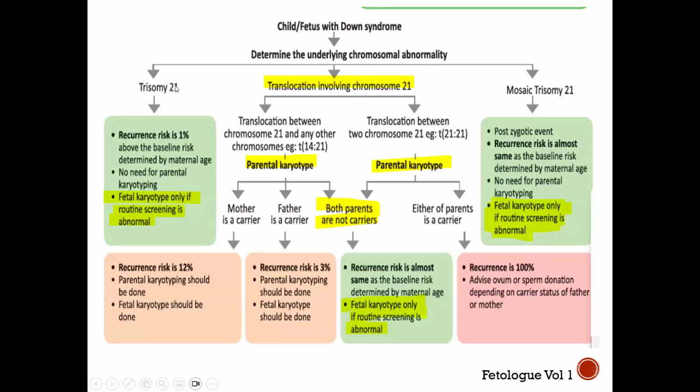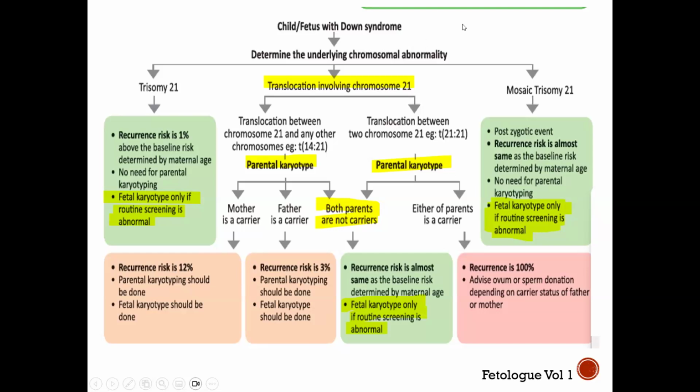If it is pure trisomy 21, the recurrence risk is 1%, and fetal karyotype should be offered only if routine screening is abnormal. So in these cases, we have to offer routine serum screening. If there is a translocation involving chromosome 21, then parental karyotyping is to be done. If the parents are not carriers, then routine screening. If parents are carriers, then we have to offer invasive testing. Similarly, in case of mosaic trisomy 21, fetal karyotyping is done only when routine screening comes abnormal or high risk.